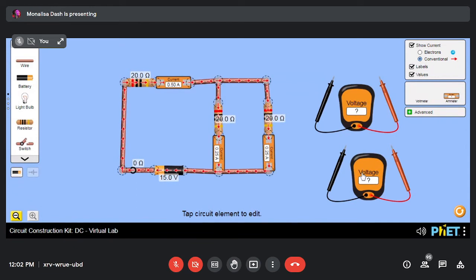Listen, here 2 voltmeter option is there. So you have to connect 3 resistors in series. So you have to measure 3 voltages. You must connect two voltmeters, then across another resistor, one voltmeter. Is it clear to all of you? Yes, ma'am.